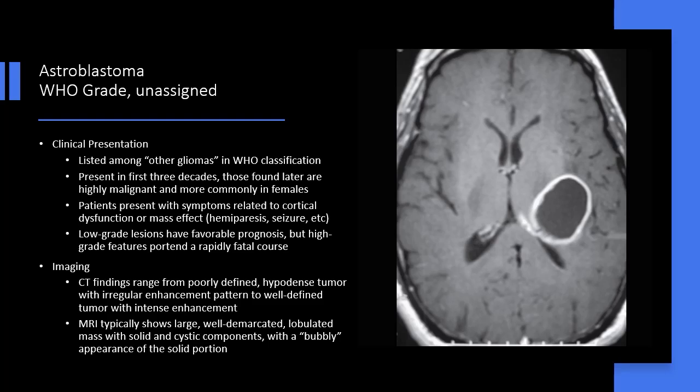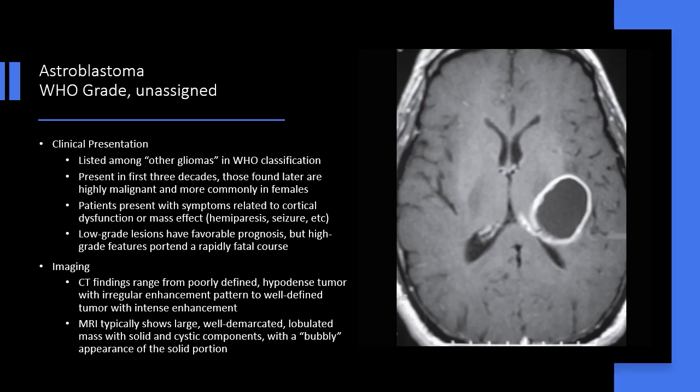These tumors typically present in the first 3 decades of life. However, those that present later are highly malignant and have a striking female preponderance of 11:1. They have been found to affect the cerebral hemispheres, usually involving the cortex and subcortical or periventricular regions, and rarely have been found in the cerebellum. Patients typically present with symptoms related to cortical dysfunction or mass effect: hemiparesis, seizures, and personality changes.